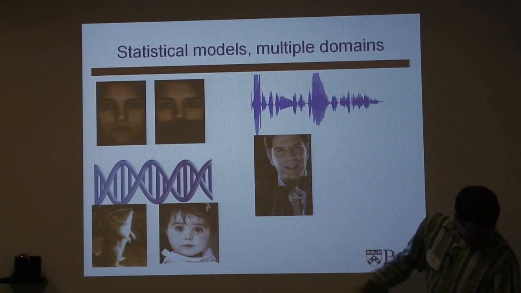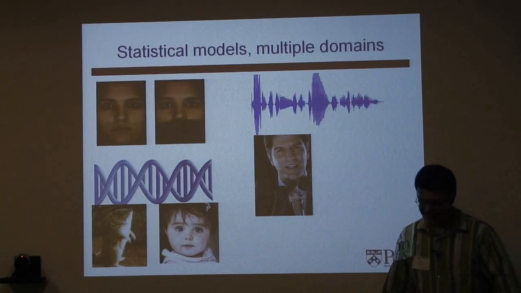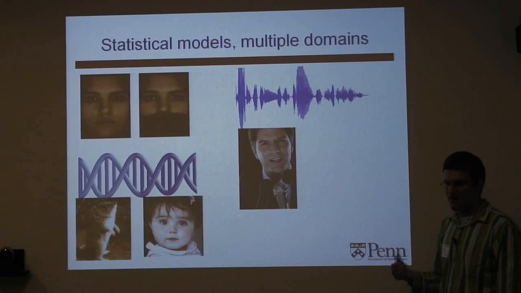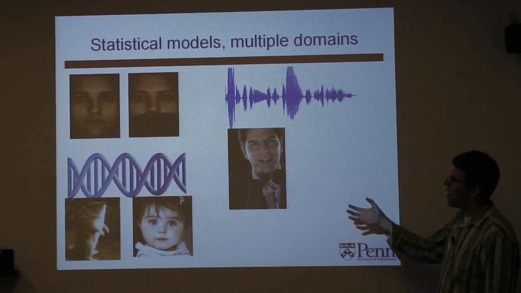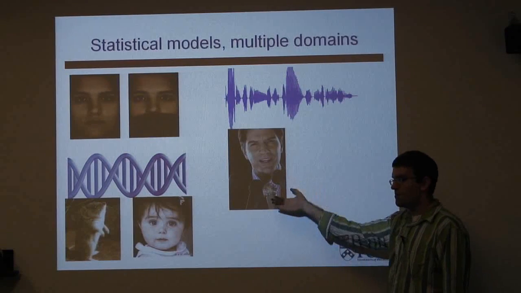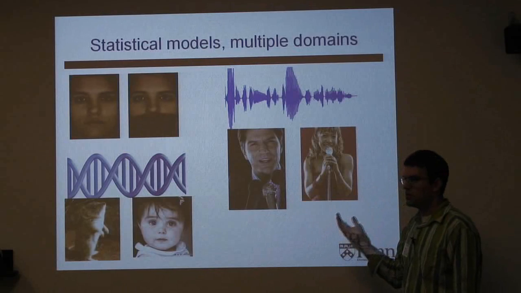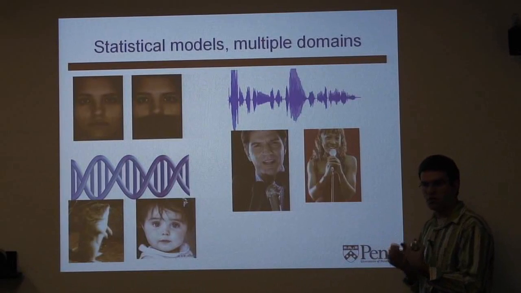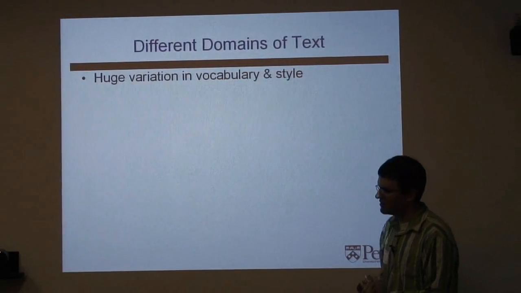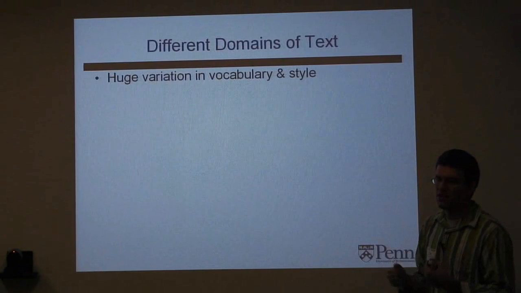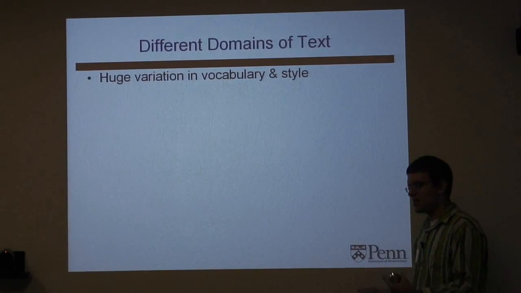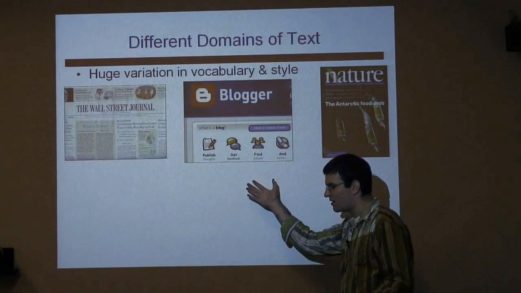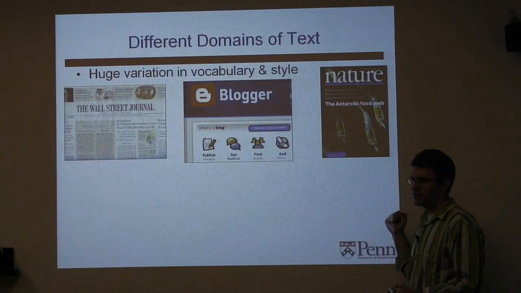Probably the most familiar setting to people here is speech, in speaker adaptation, where you have transcriptions from one person, but you want to use a speech recognizer where a person has a very different accent or vocal tract length. In text, this problem is particularly acute because there's a huge variation in vocabulary and style. You can have domains like financial news, blogs, and scientific text.